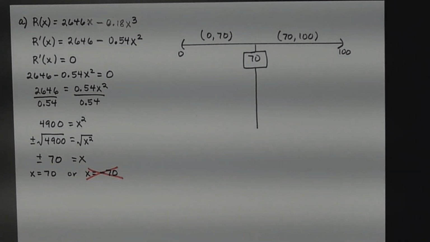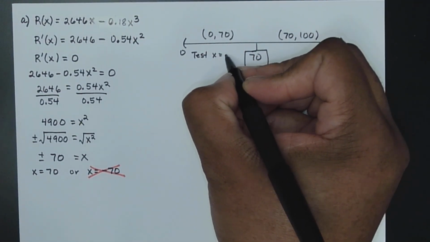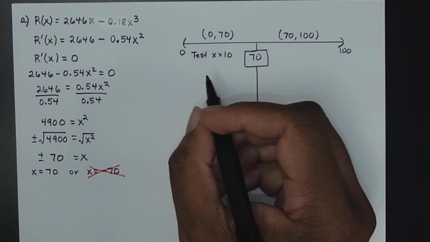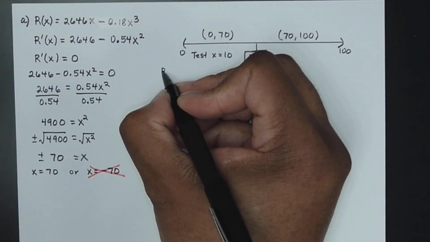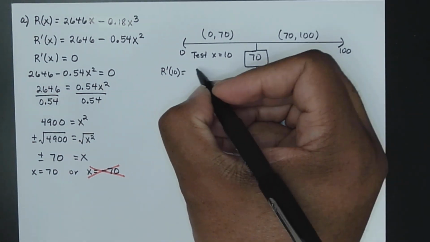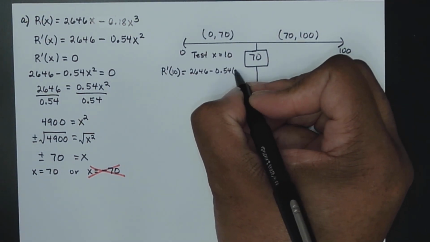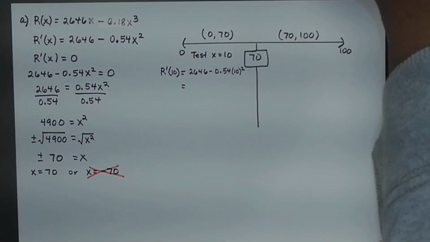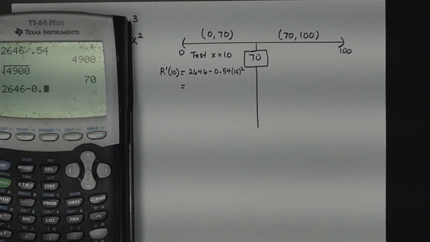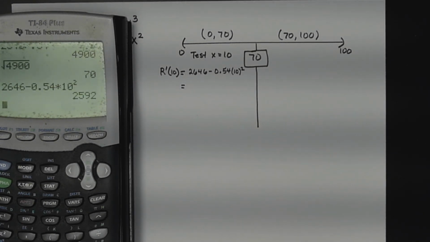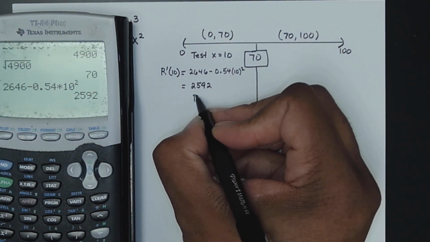Now let's pick test values here. Between 0 and 70, I'll pick a test value, let's say 10. And place the x with 10 in this first derivative function here. So r prime of 10 would be equal to 2,646 minus 0.54 times 10 squared. And for the sake of time, I'll just do this in the calculator. 2,646 minus 0.54 times 10 squared would be 2,592. And it is positive.